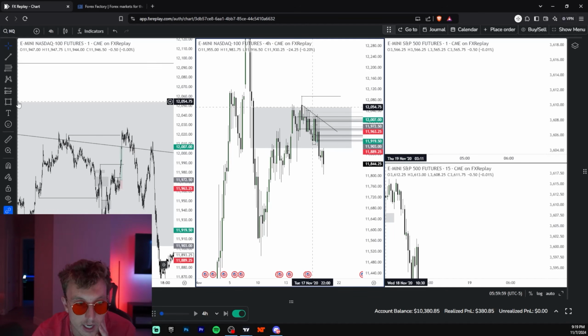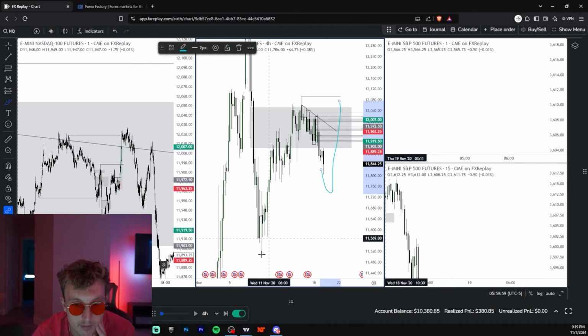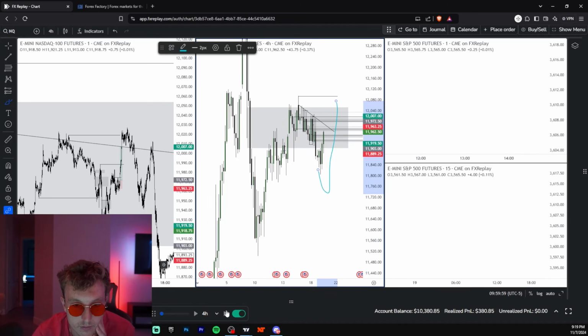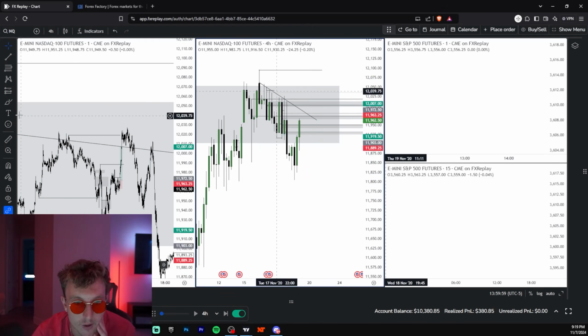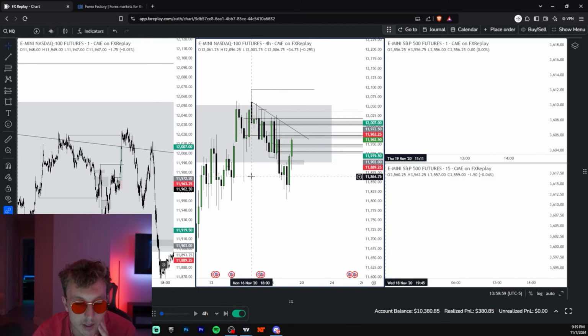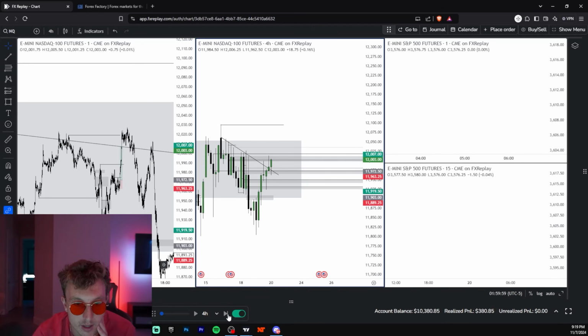So what could happen is maybe this. I could definitely see something like this happening. Oh, look at that. This is perfect. 4-hour inversion right here, and LRR above, and we did sweep this wick, so I think this goes up now, maybe. Back at the trend line.